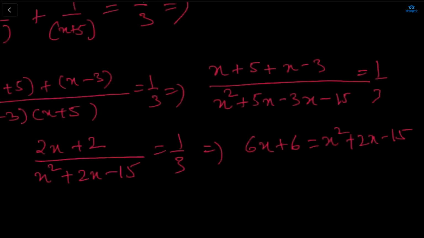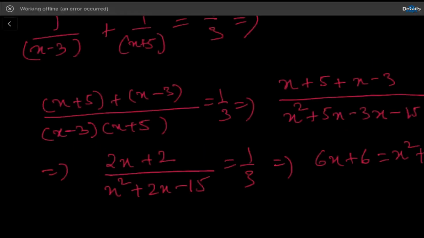It's not visible. It's just like that, 1 divided by x minus 3 plus 1. Yeah, now I'm able to. Actually, I think it is fluctuating. The net is fluctuating. Okay.